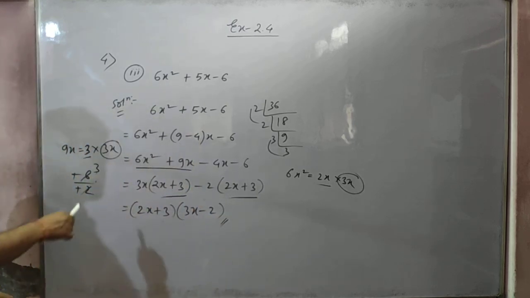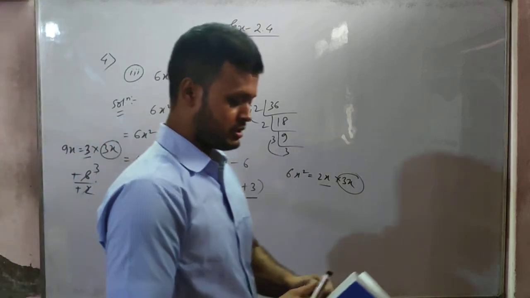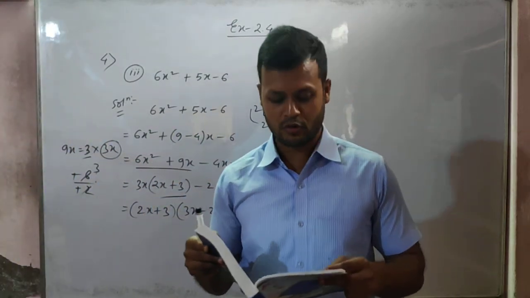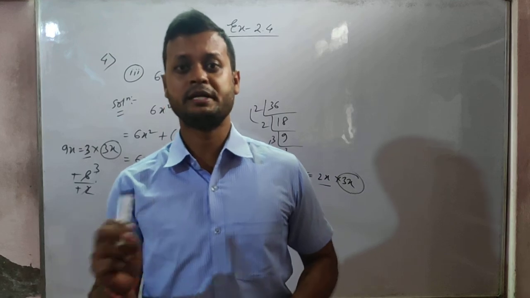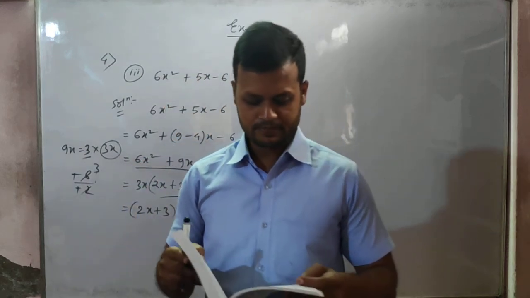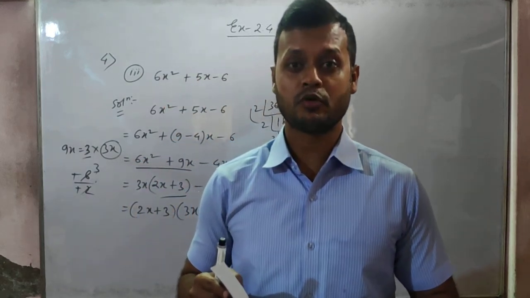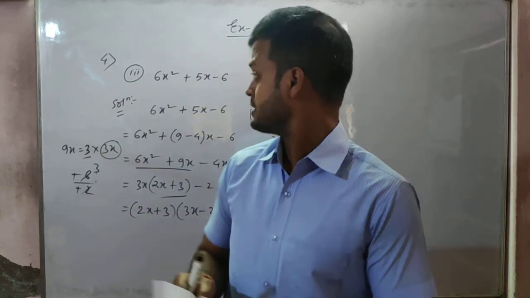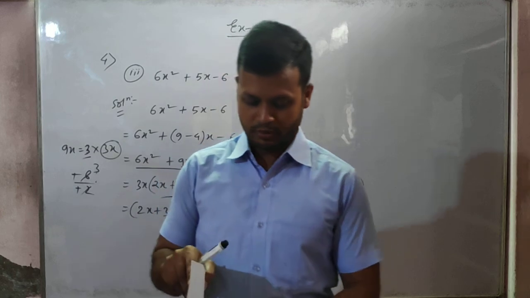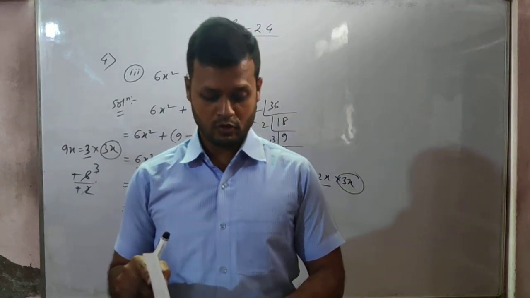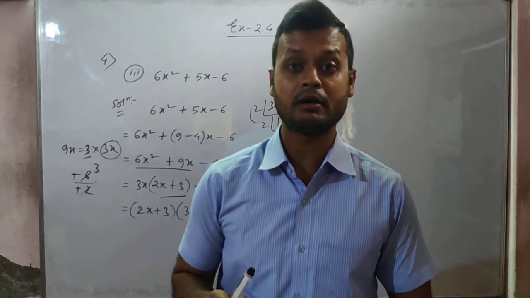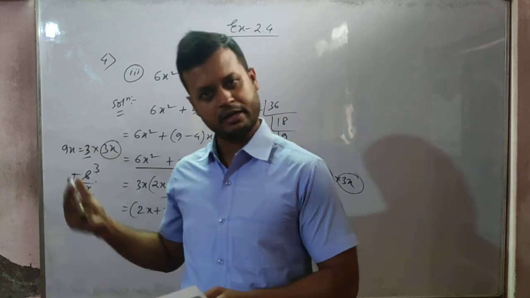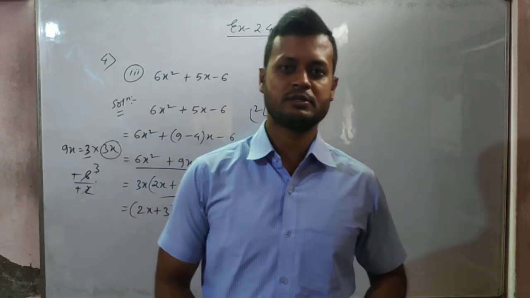Okay, factorized. All the sums of number 4, that means 1 2 3 4, I am talking about exercise 2.4 number 4, all the sums of number 4 will be done with middle term factorization only.